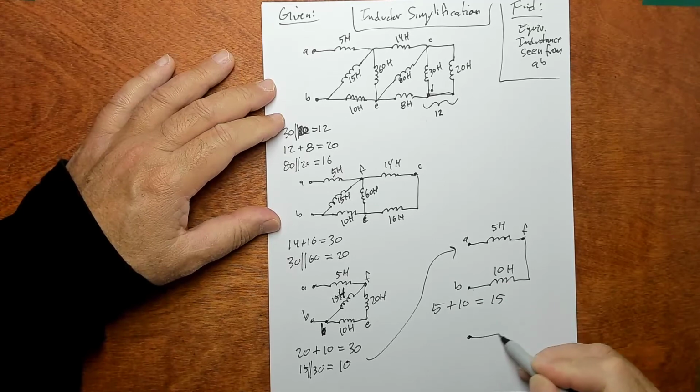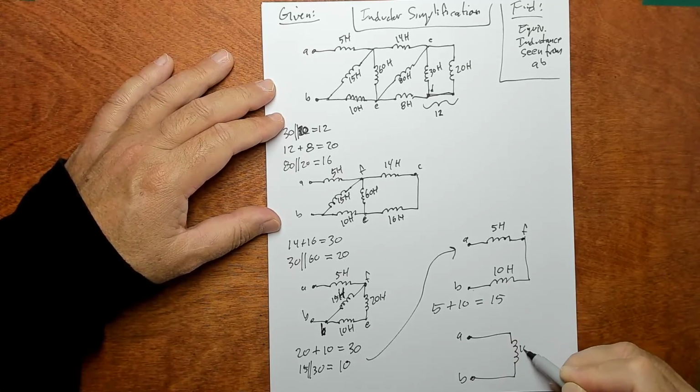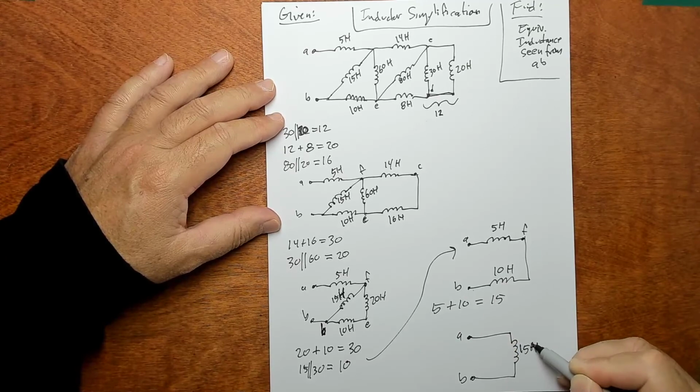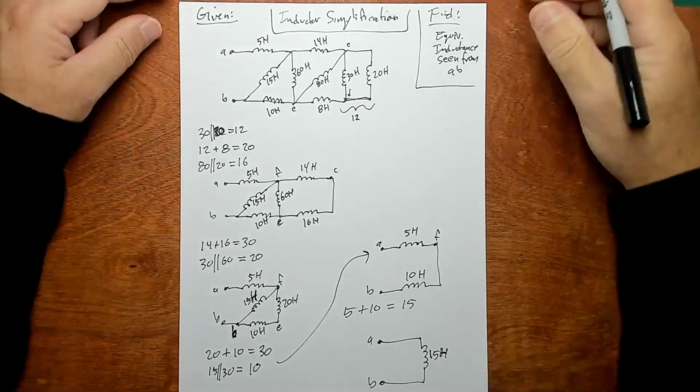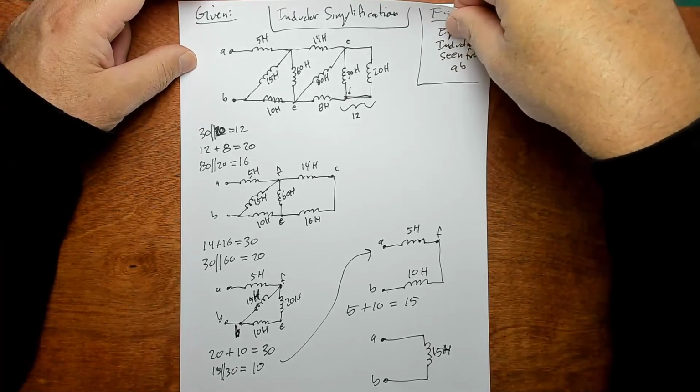So the final equivalent is just a 15 Henry inductor. Okay, so it's the same thing as resistor simplification. It's just with curlies instead of zigzags.